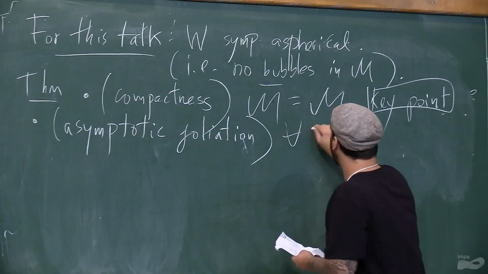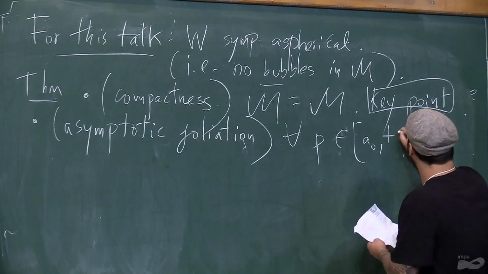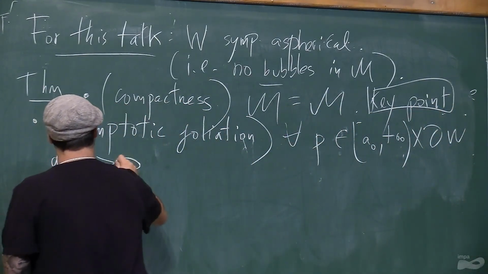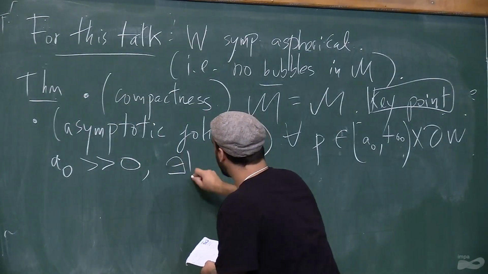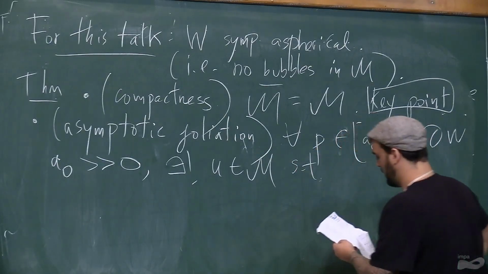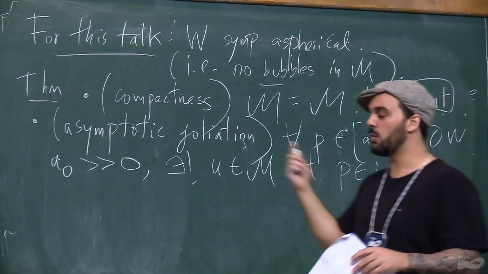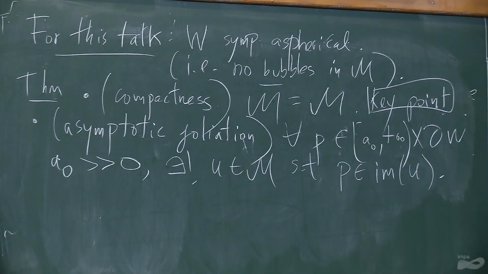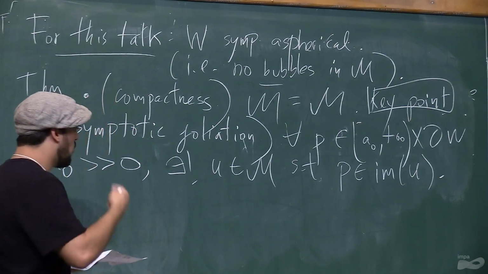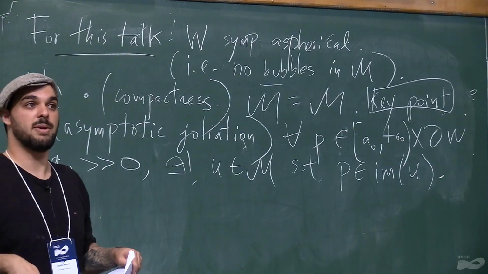So for every p in some neighborhood of infinity, here A0 is huge, there exists a unique element in the moduli space such that it goes through this point. If there are bubbles, such a statement is actually not true. But in this case, we have this asymptotic foliation property. The point is that now the moduli space has a natural boundary which can be identified with the original Bourgeois manifold.